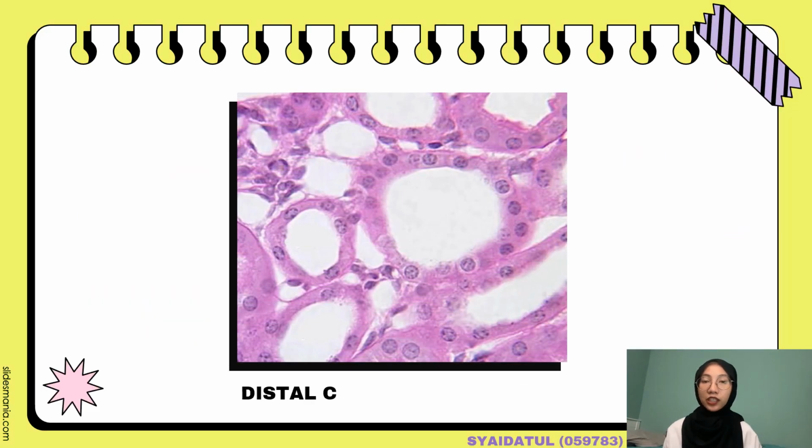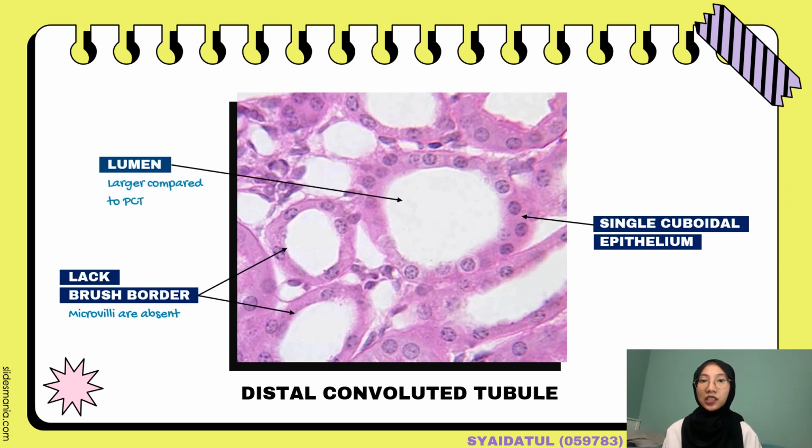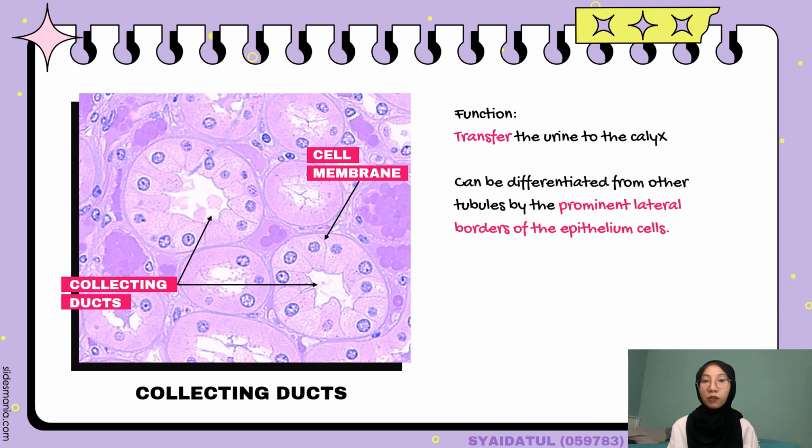Next is the distal convoluted tubule. It plays a critical role in sodium, potassium, and divalent cation homeostasis. Similar to the proximal convoluted tubule, the distal convoluted tubule is composed of simple cuboidal epithelium. The main differentiating features of the distal convoluted tubule include lighter staining and lack of brush border. Thus, the lumen appears larger compared to the proximal convoluted tubule, and the nucleus is located close to the apical border of the cell. Collecting duct is the final portion of the nephron that transfers urine to the calyx. It can be differentiated from other tubules by the prominent lateral borders of the epithelial cells.